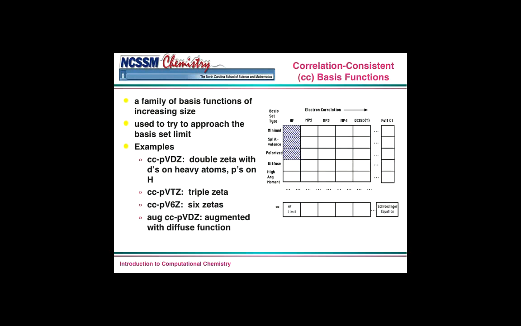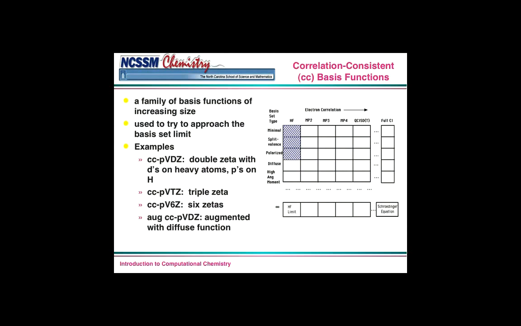There's also what's known as correlation consistent or CC basis functions. And I'm not going to say much about these. These are a family of basis functions of increasing size. And we use these to try to approach the basis set limit. So we use these CC basis functions to get us as far down the left-hand side of this chart as we possibly can. And if you actually look at the numbers for these things, these are very complicated basis sets.